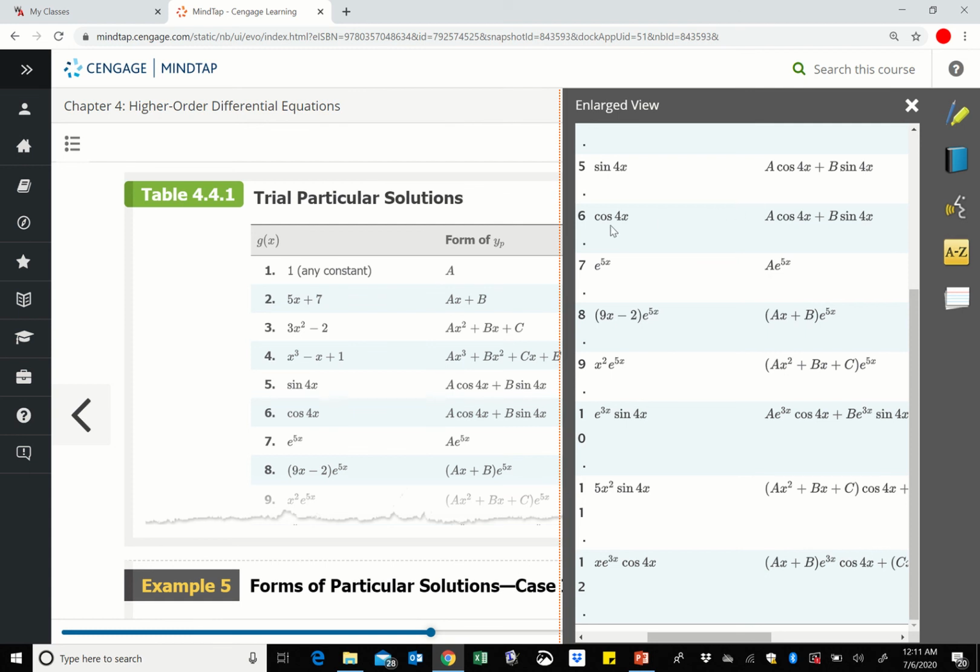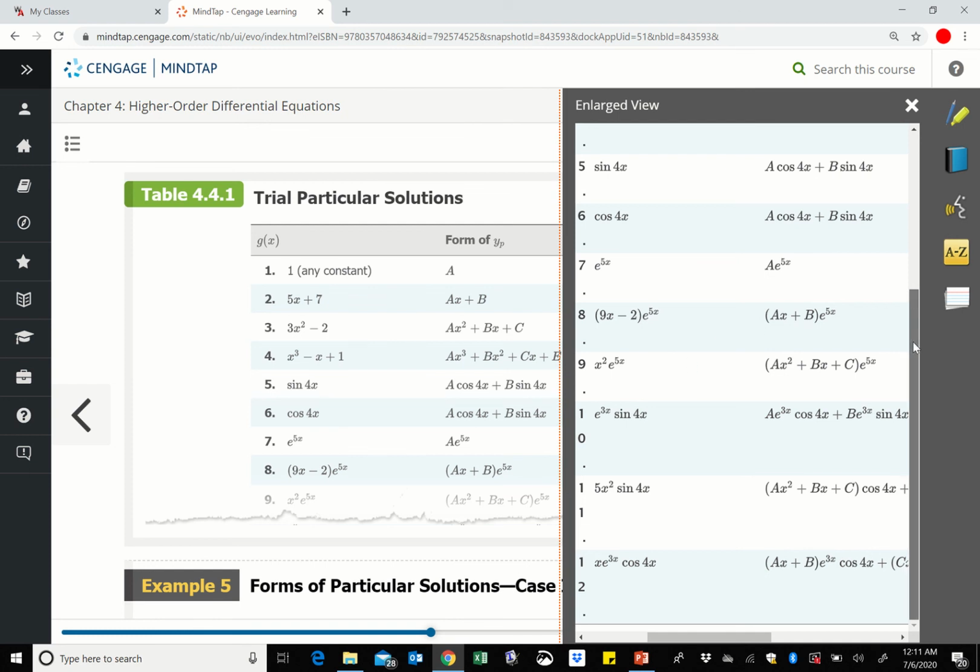Likewise, if you had the cosine of 4x, then you would propose a solution of the type a cosine 4x plus b sine 4x. If we had e to some power, a good candidate for y sub p would be a constant times e to that power.